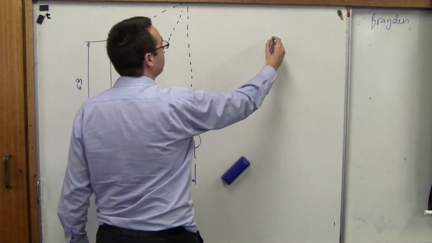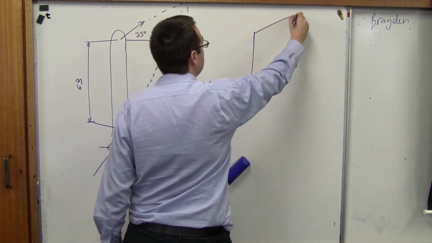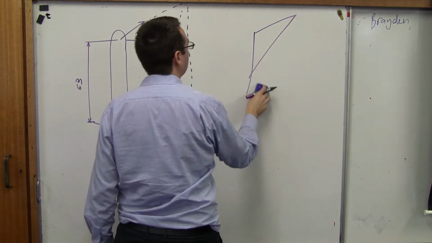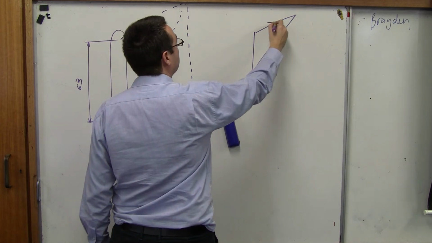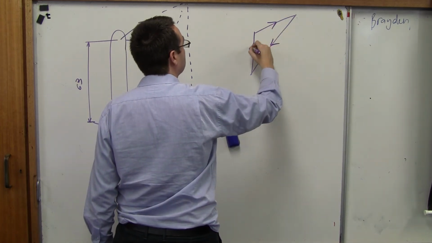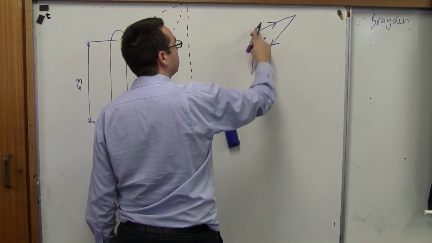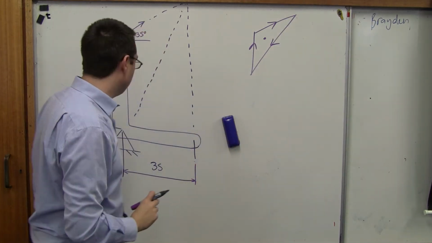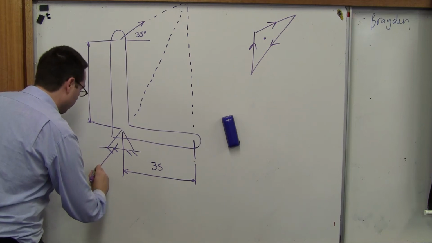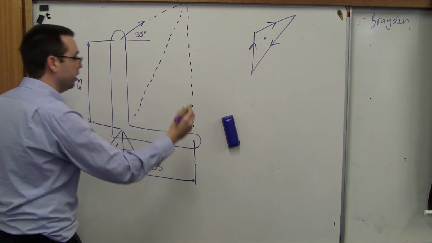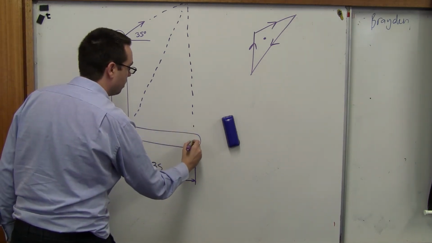Now once I have those three lines, I can do a force polygon. If this one is going clockwise, they all have to be going clockwise. Yeah? So if this one's going clockwise, they all have to be going clockwise. So this one here is going to be pulling down, this one here is going to be pushing up.